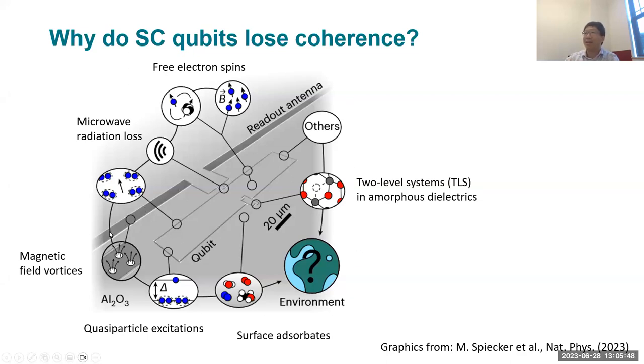This is a pictorial representation of all the various things that can go wrong, because we put our quantum information into a large piece of solid state material after all. You have free electron spins, you have magnetic vortices in your superconductor, there are quasiparticles, two-level systems in dielectrics, surfaces with other chemistry, and you have radiation. There are really many, many different things that can go wrong in your superconductor. We're going to touch upon some of these things that are especially relevant to your everyday qubit nowadays, let's say a transmon.